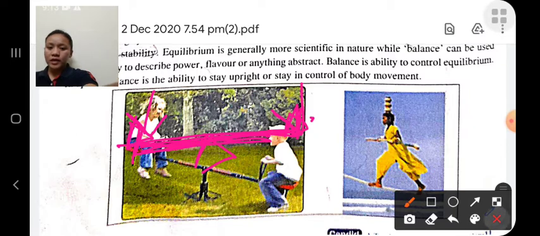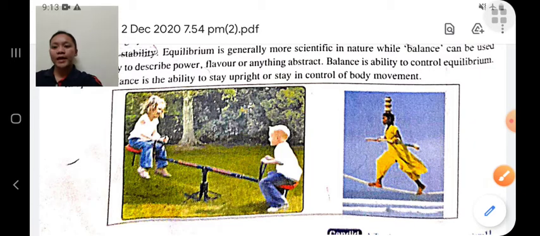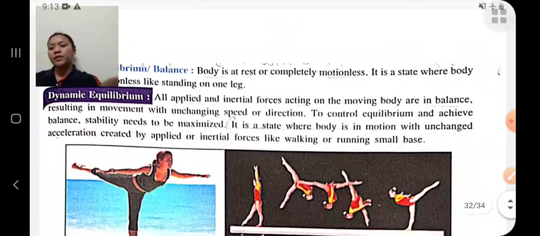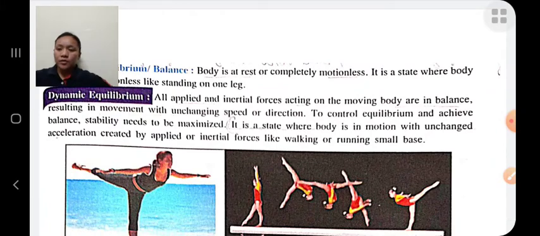And in equilibrium, the force acting on the object is zero. Two types of equilibrium: static and dynamic. Static, also known as balance, means balancing your body at rest, completely motionless. And dynamic means balancing your body while in motion. For example, during gymnastics, standing on one leg is an example of static equilibrium, or balance. And for dynamic equilibrium, during gymnastics you are in motion and you are balancing your body in that movement condition also.